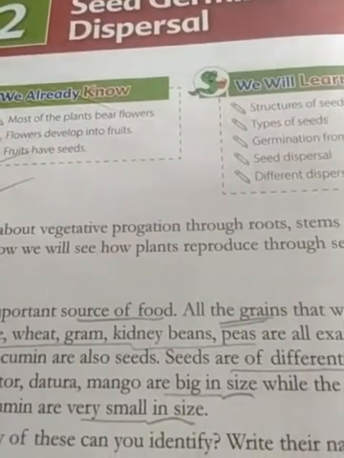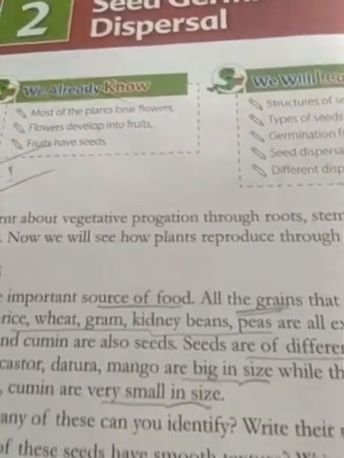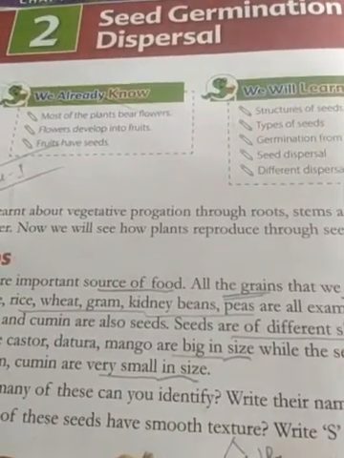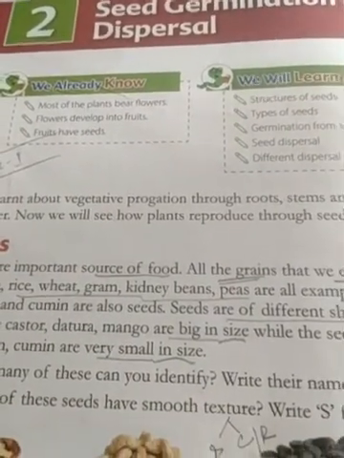In this interactive video session, today we will be discussing chapter 2 of your science book, and the name of your chapter is Seed Germination and Dispersal.